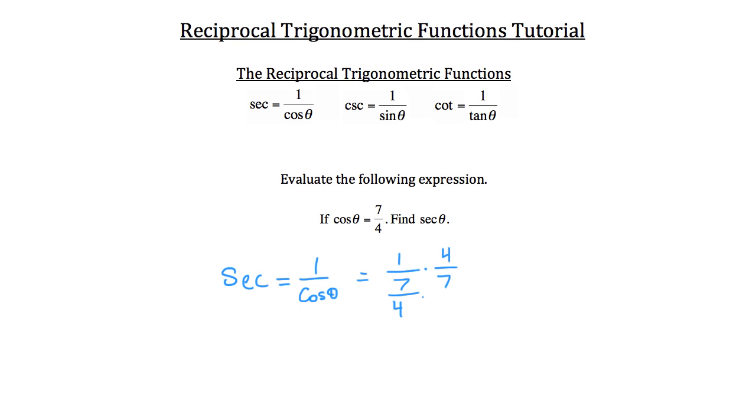So 1 times 4 is 4. This becomes a 1 now, and 1 times 7 is 7. So the secant of theta, if cosine theta is 7 over 4, the secant of theta must be 4 over 7.